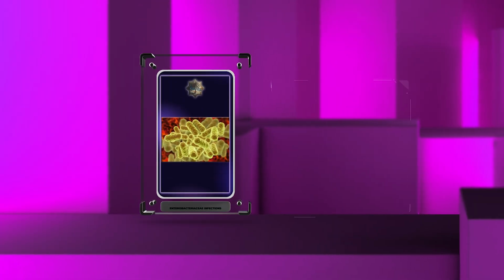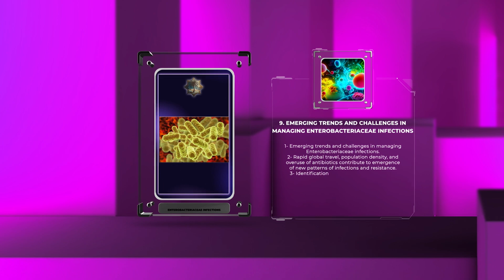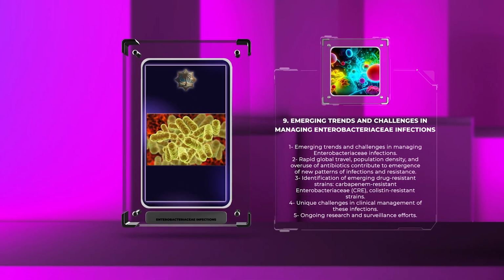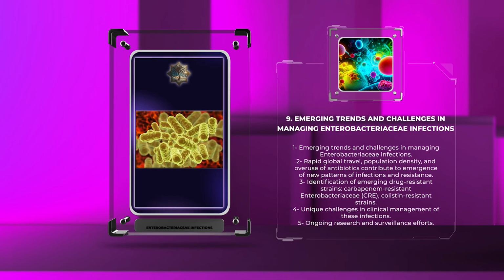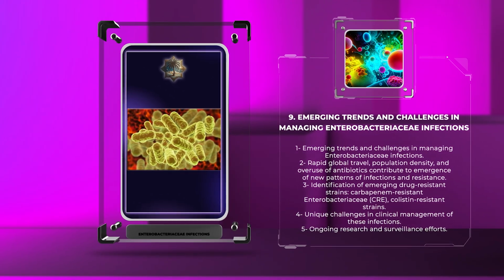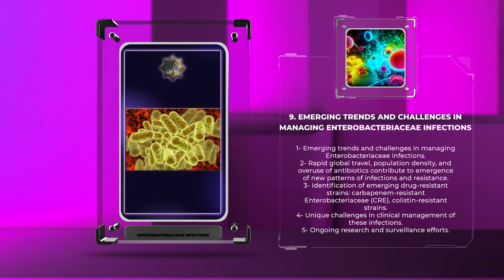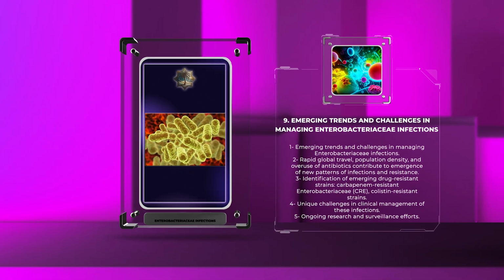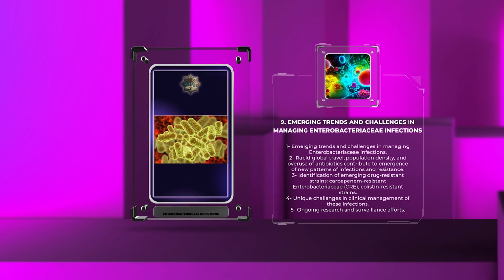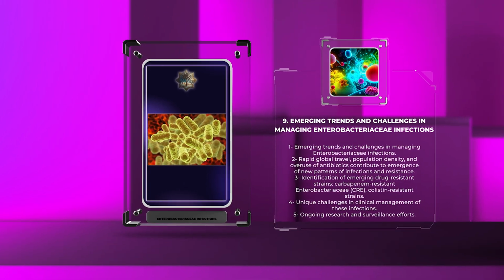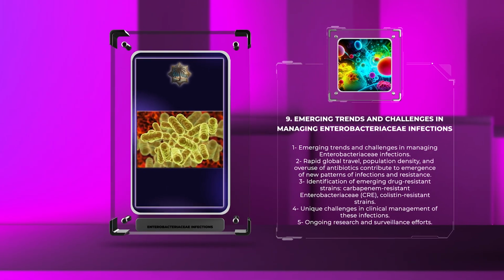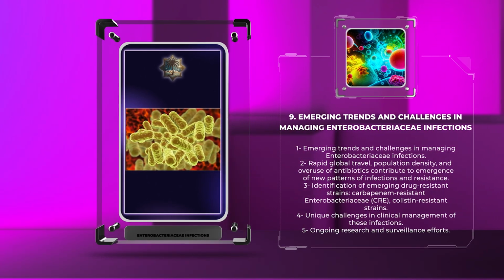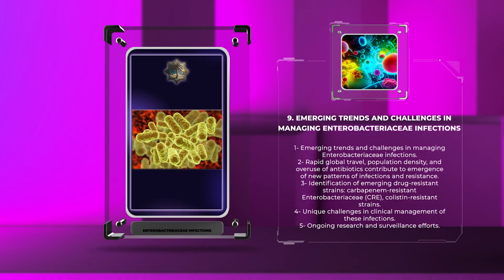Let's now turn our attention to the emerging trends and challenges in managing Enterobacteriaceae infections. Rapid global travel, population density, and the overuse of antibiotics contribute to the emergence of new patterns of infections and resistance. The identification of emerging drug-resistant strains, such as carbapenem-resistant Enterobacteriaceae, CRE, and colistin-resistant strains, poses unique challenges in the clinical management of these infections. Ongoing research and surveillance efforts are crucial to staying ahead of the evolving landscape.